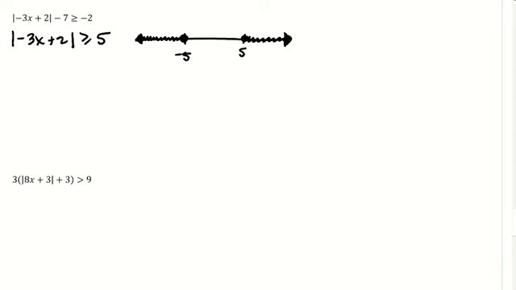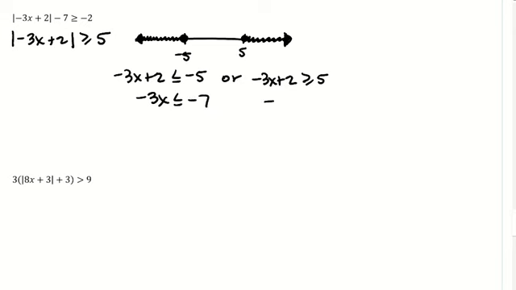Okay, so this gives me something is less than or equal to negative 5, or that same thing is greater than or equal to 5. So it's negative 3x plus 2, negative 3x plus 2. And I'm going to subtract 2 from both sides of both inequalities. And then I'm going to divide by -3. And again, when I divide by -3, I need to reverse the direction of the inequality.